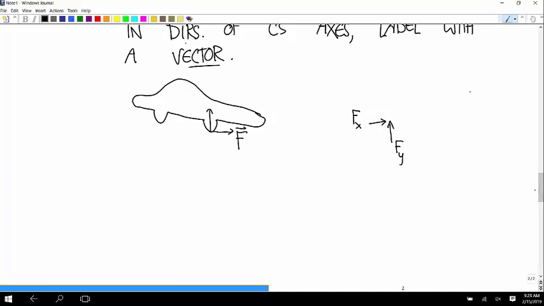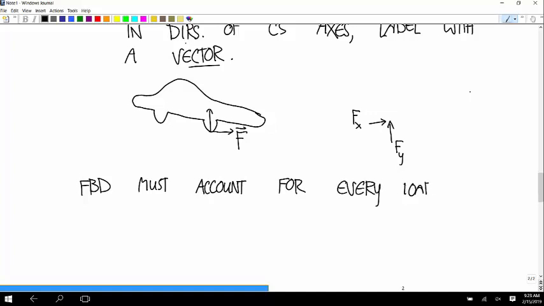Okay, so the free body diagram, that's the end of it. That's all. The free body diagram must account for every load that's applied to an object, applied to the object by the surroundings.